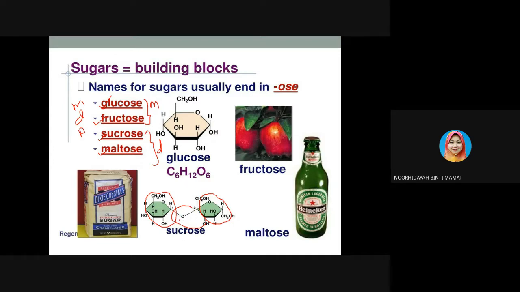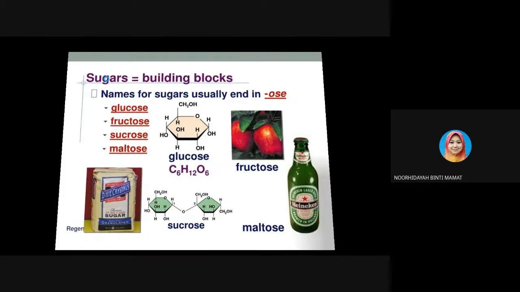So this is the glycosidic bonds. When two monosaccharides join together, they can become the disaccharide, which is sucrose. We also have the examples of maltose and fructose. Fructose, as you know, an apple, they are a relatively high source of fructose. So we're talking about the sugar, right?